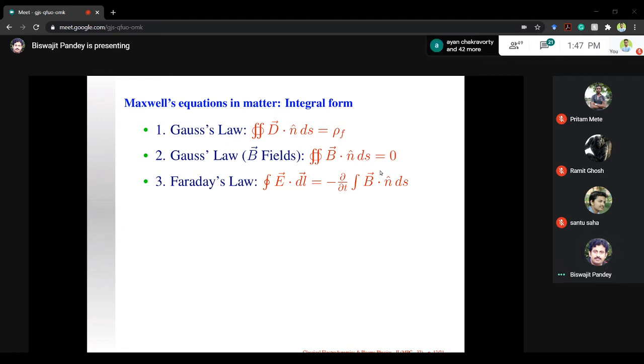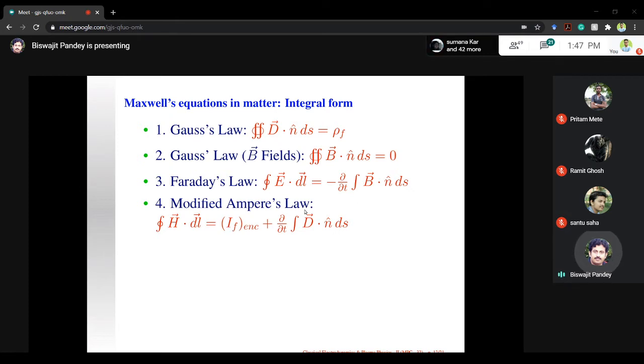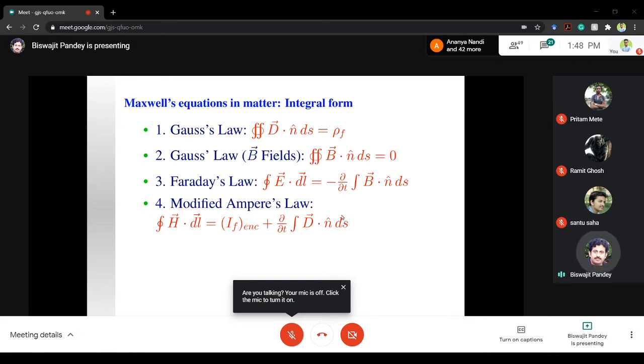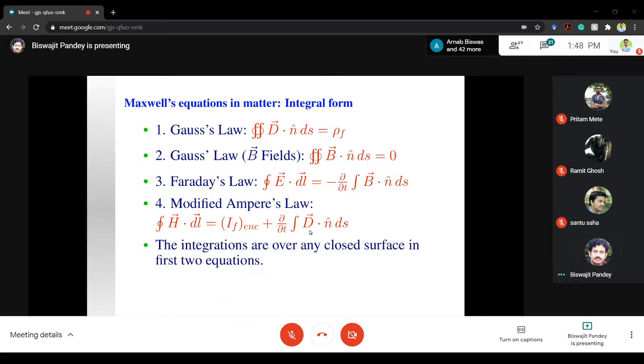Which surface? The same happens for the fourth equation. If you look at this, and if I write this in integral form, H dot dl is I free enclosed, right? Here I have not made the mistake, right? This is I free, not I free enclosed, and here this is del by del t of D dot nds. So this is again a surface integral. This is an integral along a closed loop, and this is a surface integral. So the integrations are over a closed surface in the first equation.